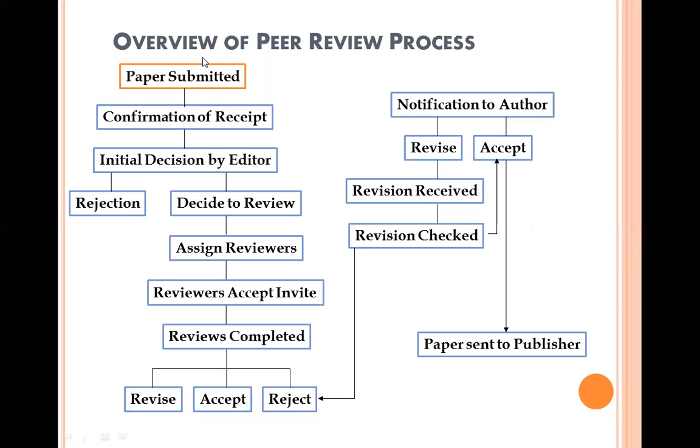See, if you are submitting the paper, the publishers will confirm: yes, we have received your paper. They will send a message. Then they will take an initial decision. Sometimes they say that this particular paper doesn't come under the purview of our research team, or doesn't fit into the theme of our journal, so it is rejected. Or they will decide to review.